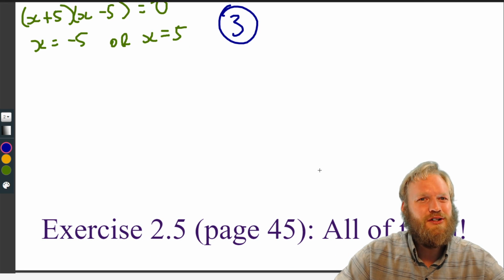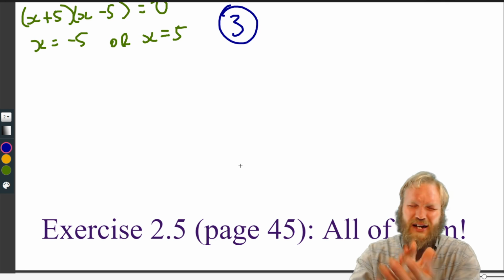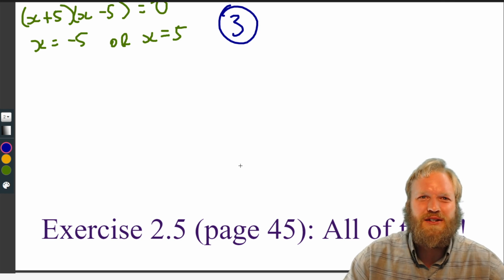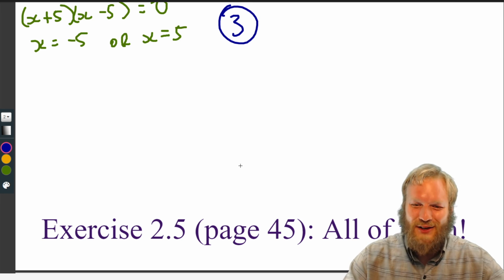And with that, it's time to practice a few. You know what, I think you can do all of them, because once you get into them, you really just hit them, and it's good to practice the different formats they come in. Exercise 2.5, page 45, all of them. You know what? Enjoy.